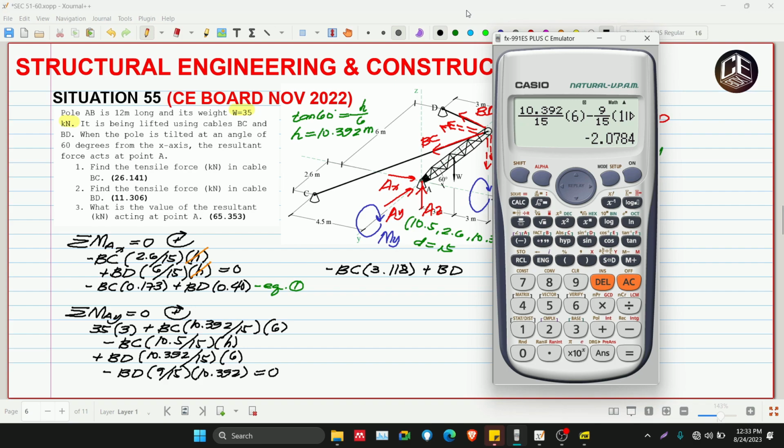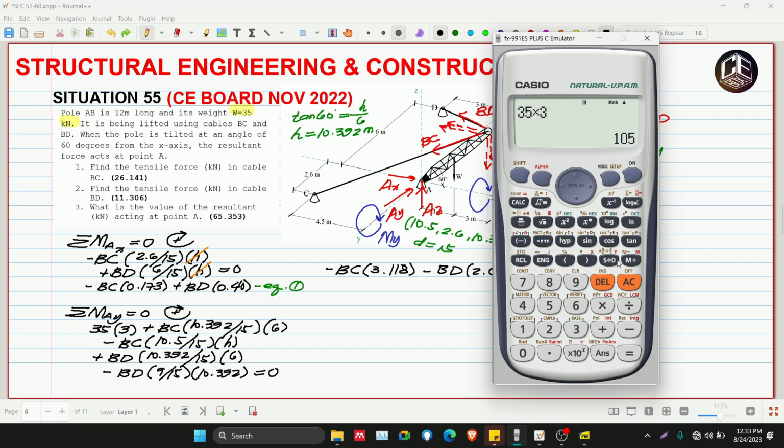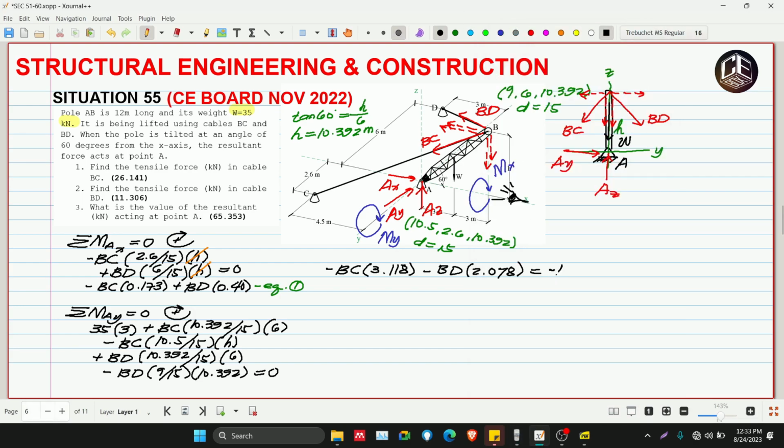So, negative 2.08. Okay, so negative sila parehas. Negative 2.078. Okay, 7, 8 is equivalent to, okay, so ito yung lumabas dito sa equation na to. Then transpose natin siya, magiging negative, no? So negative 35 times 3, negative 105. So kung negative yan, divide natin lahat sila sa negative, so magiging positive, no? So positive 105. Tanggal natin to.